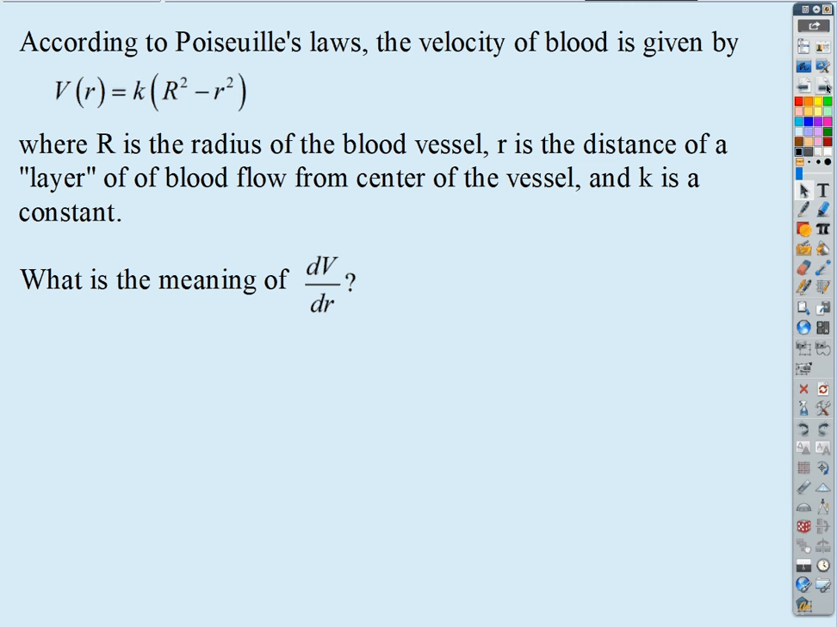Okay, good. So this is kind of cool. So here's another interesting model where we can use calculus to help us understand this a little bit. It tells us that the velocity of blood is given by this model, where capital R is the radius of the blood vessel that we're looking at, and little r is the distance from the center of the blood vessel, the radial distance from the center.